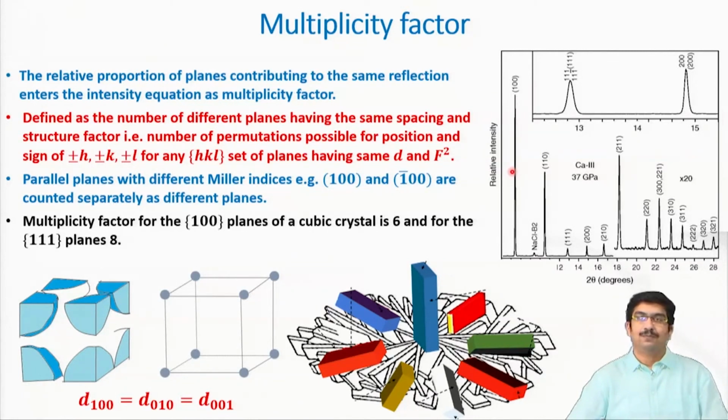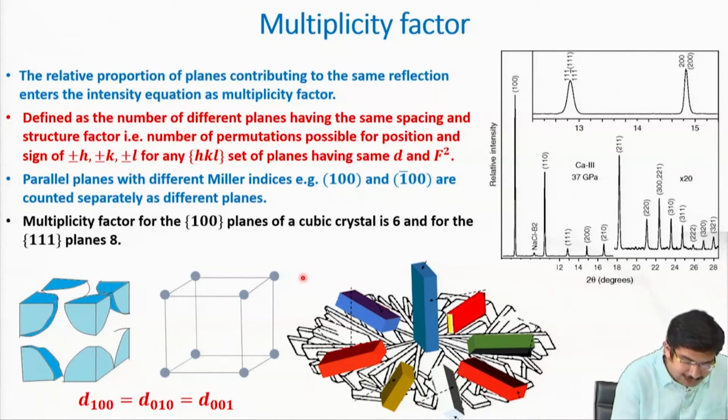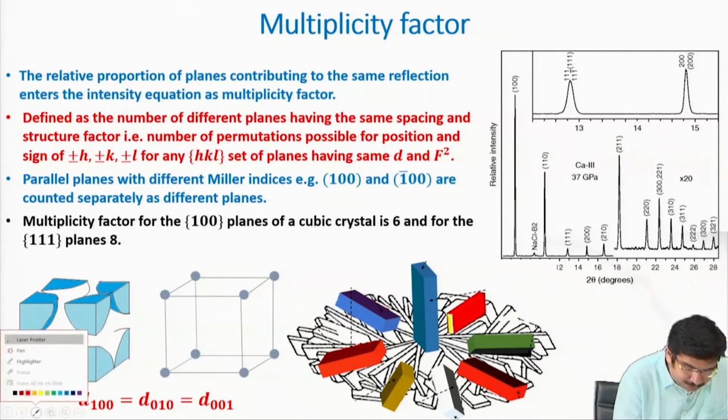That is fine. Now, if I consider, instead of 100, something like the 111 plane. The 111 type can have, if I write it out, it will possibly be even more clear.